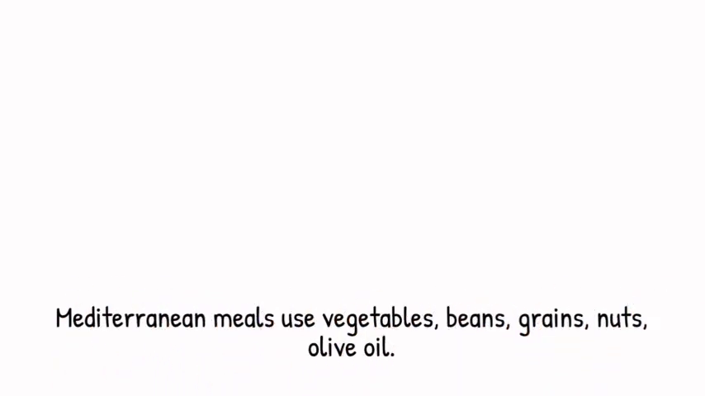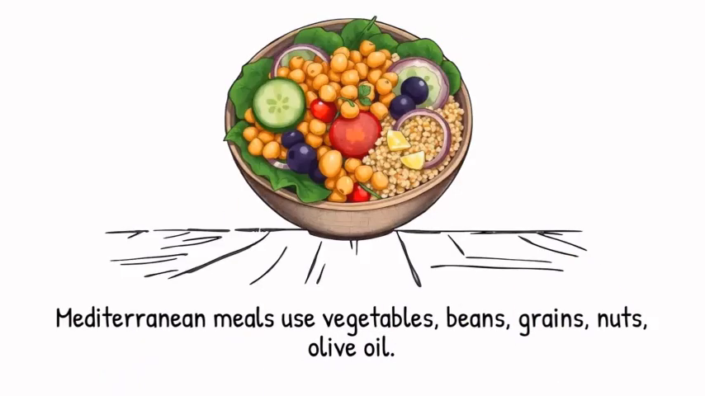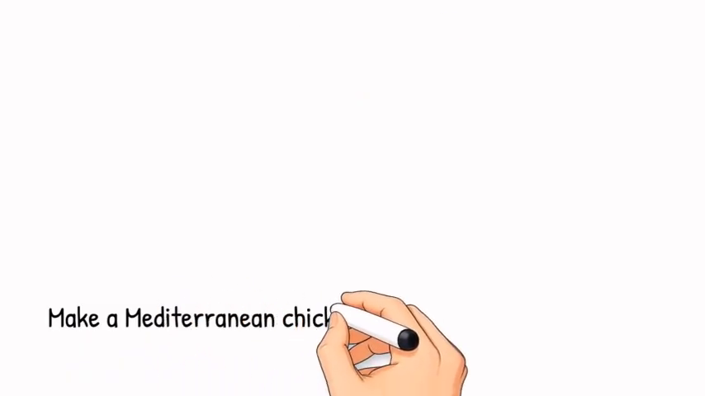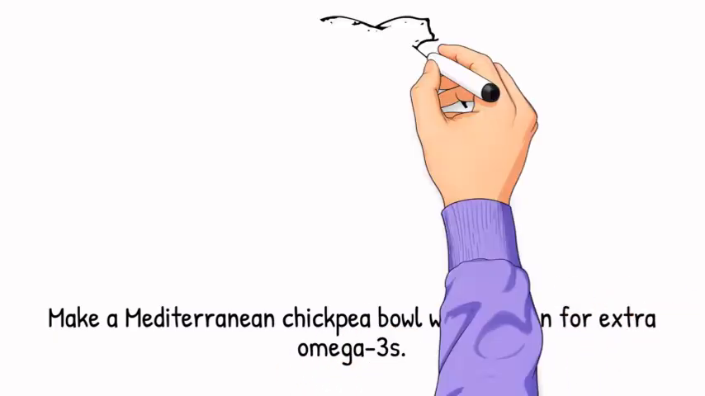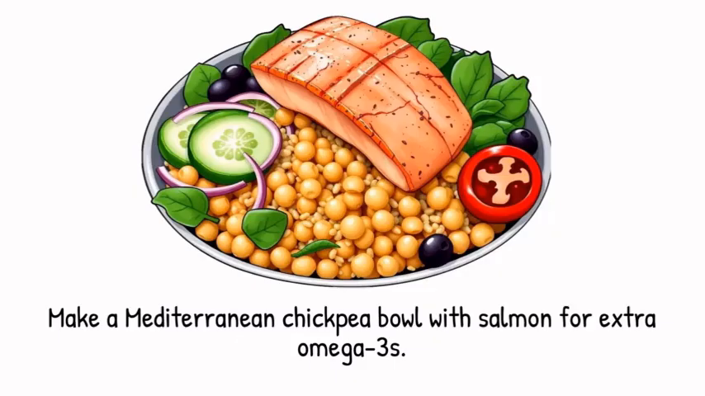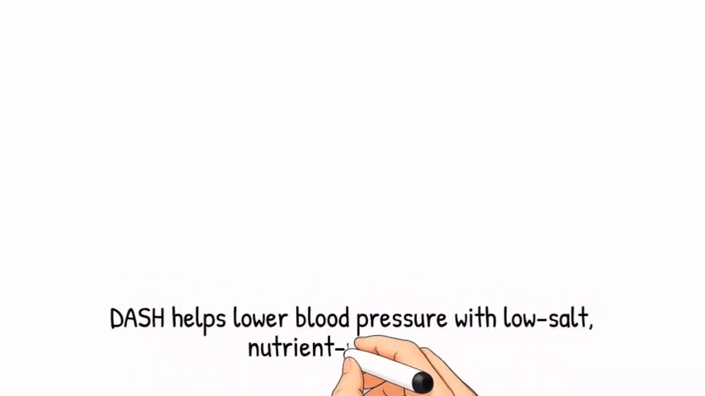The Mediterranean diet is built around vegetables, fruits, beans, whole grains, nuts, olive oil, and fish. A simple recipe is a Mediterranean chickpea bowl. Start with cooked quinoa. Add chickpeas, cucumber, tomato, red onion, olives, and a handful of spinach. Drizzle with olive oil, lemon juice, garlic, and a little oregano. Top with grilled salmon if you want extra omega-3s. It is colorful, filling, and naturally heart-friendly.